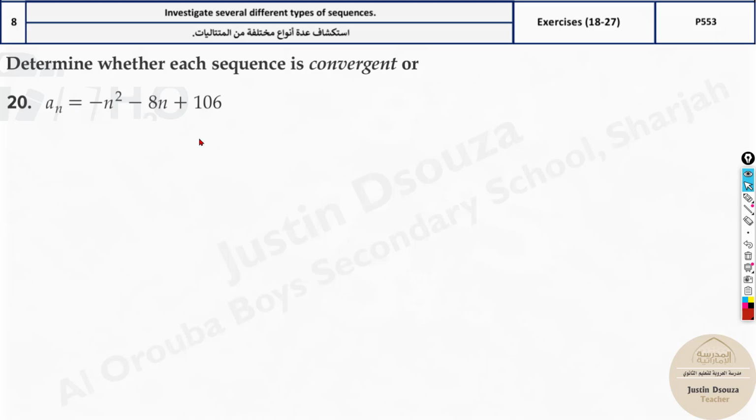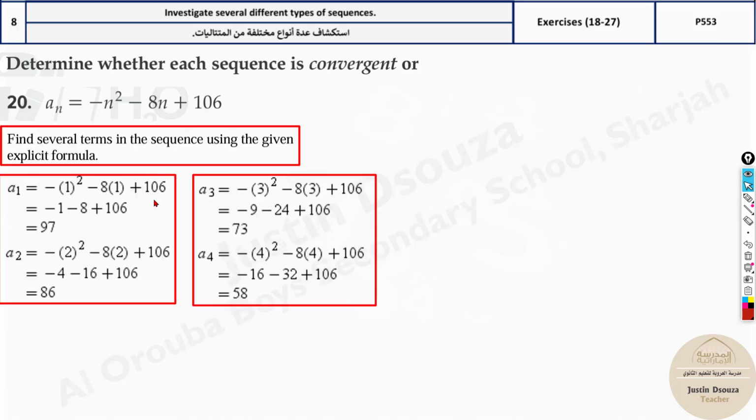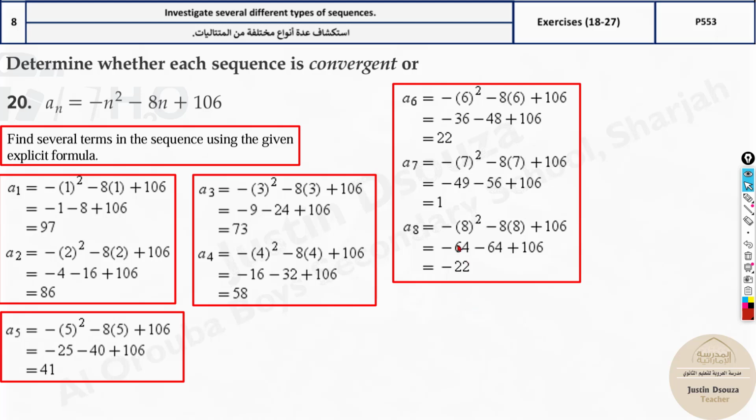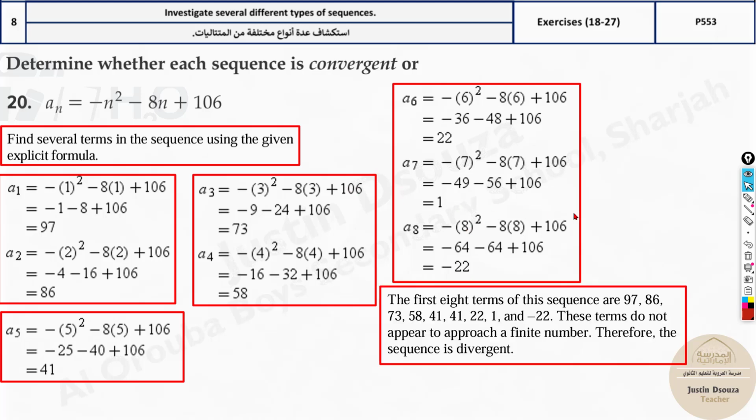Now, what about this same concept over here again? Just substitute the n values 1, 2, 3. You get the answers, and then you can see what is happening here. Now here you have 97, 73, 86, 58. Now you might think it's jumping up and down. It's coming closer, but is it coming closer to any value? Over here you got 22, then 1. The jumps are not predictable. It's diverging. You can't tell it's converging or anything. It's again divergent. Convergent must be a single value.